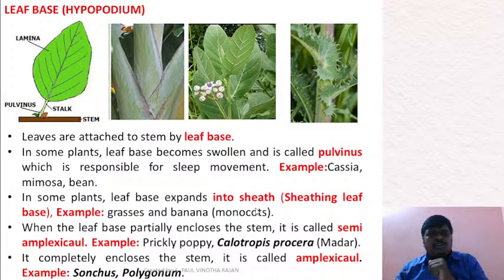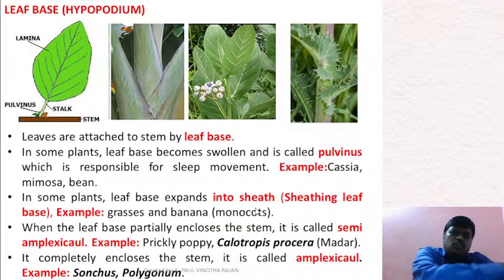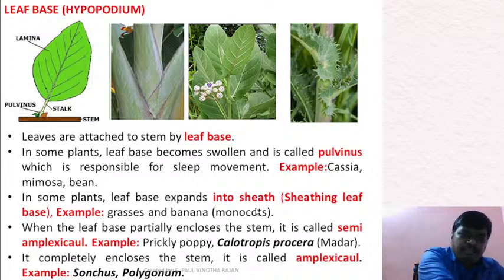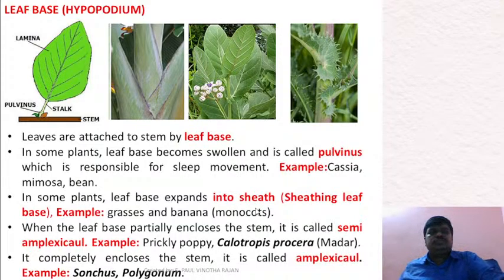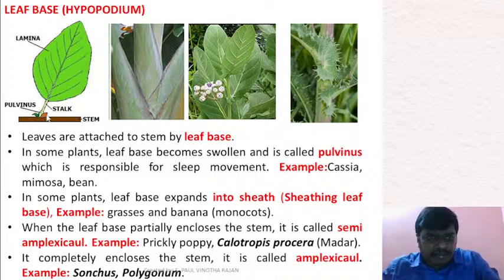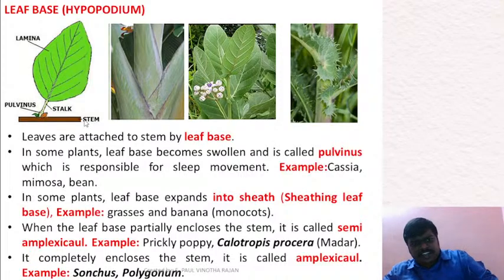Next we are going to talk about the leaf base. The leaf base is known as hypopodium. The leaves are attached to the stem by their base, the leaf base. This is the stem. The leaf is attached to the stem with the help of the leaf base.